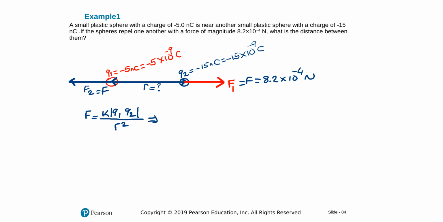And we need to solve for R here. Simplest method to solve for R algebraically is to switch F and R here. R squared then will be equal to K, Q1, Q2, absolute values, divided by F, but we are looking for R, so we're going to take a square root of each side, and now on the left we'll have R.